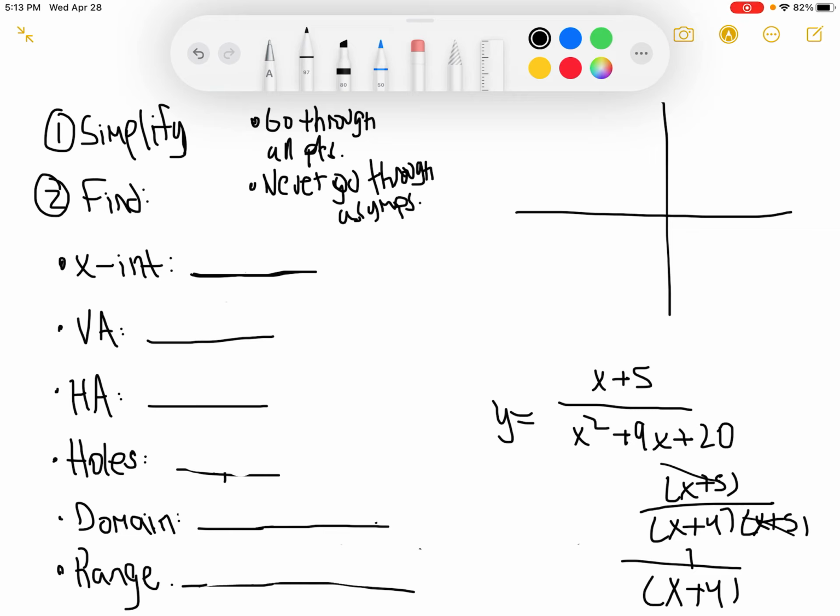But since something canceled out, we have a hole, remember? So we set x plus 5 equal to 0 to find the x value, which is negative 5. That's the x value of the hole, because the hole is at a certain point. So we have negative 5, and to find the y coordinate, you plug that in as x.